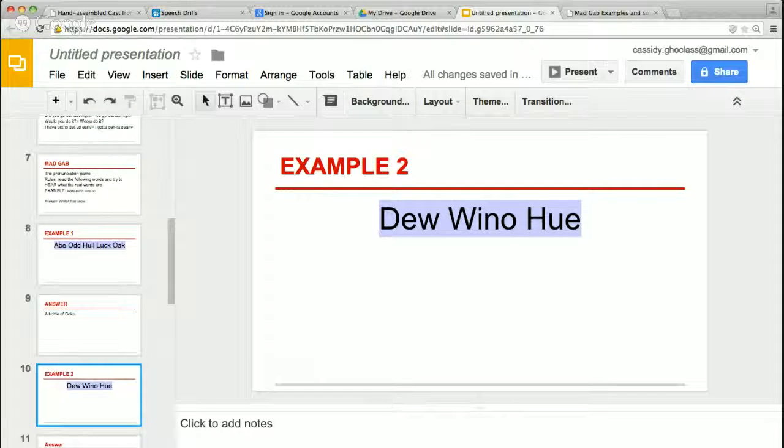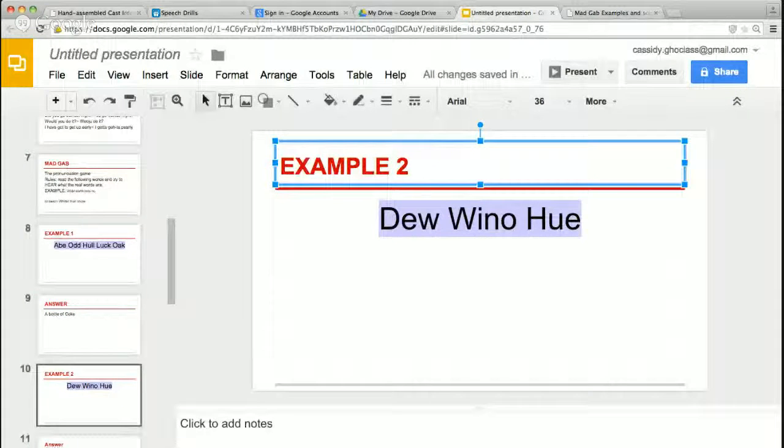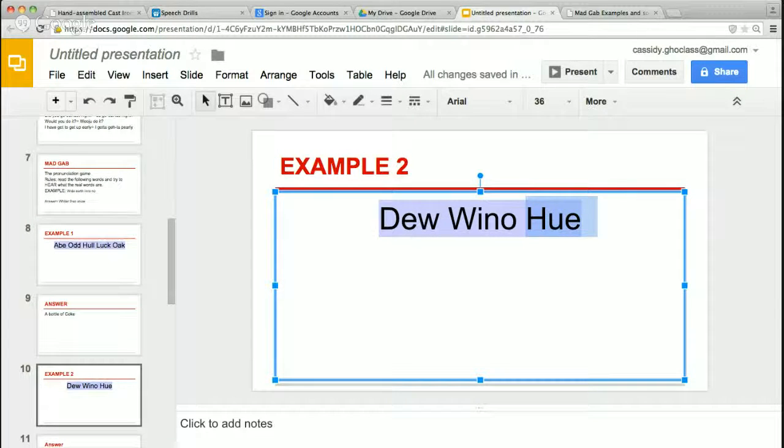Do you wine a few? What? Why? You're not reading the second one. The second one is wino. A wino is a person who drinks a lot of wine. All of these words are real English words, by the way. Do is like when grass gets wet in the morning. That's do. A wino is a drunk person who only likes to drink wine. A hue is a color, a type of color.